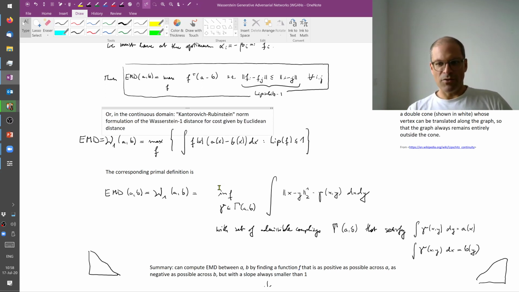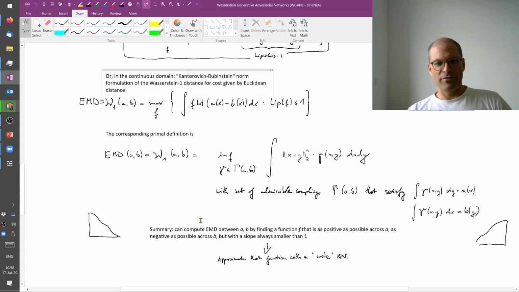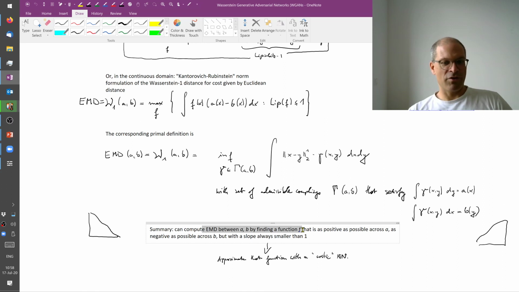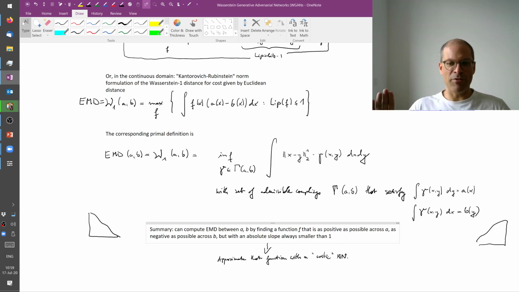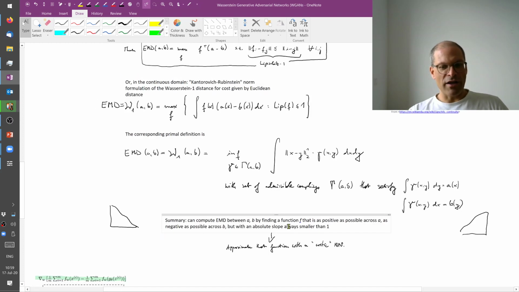All right. So in summary, we can compute the earth mover's distance between distributions A and B by finding a function f, which should be as large as possible across A, as small as possible across B, and with an absolute slope that must not exceed 1. The function should not be steeper than +1 or -1 anywhere. Good. And now where do neural networks come in?